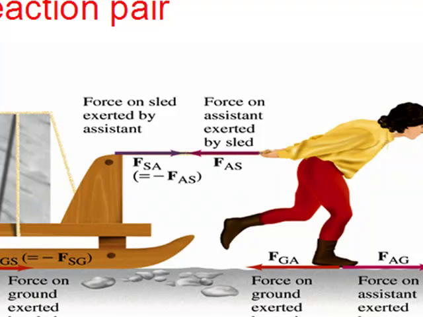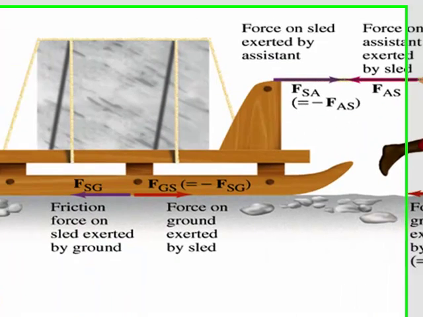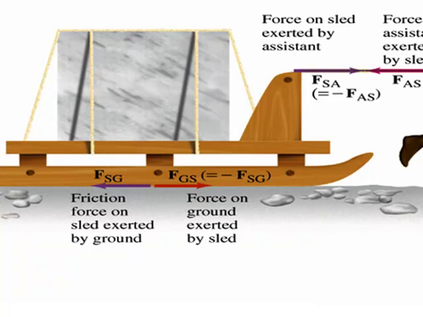Now if you look at the next contact force, which is between the sled and the ground, you can see as the sled is moving, the sled exerts a force on the ground, which is represented by FGS, and the ground exerts an equal and opposite force on the sled due to friction, which is represented by FSG. Now this forms another action-reaction pair.